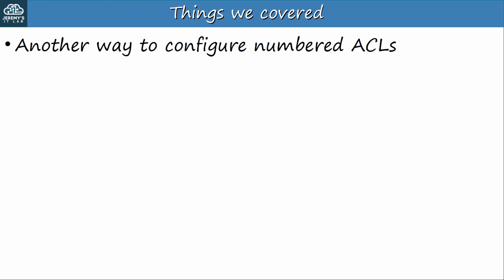Before moving on to the quiz, let's review what we covered in today's video. First, I showed you another way to configure numbered ACLs. Basically, you can configure numbered ACLs in named ACL config mode. What is the big advantage of that? It's editing ACLs. Named ACL config mode lets you delete individual ACL entries and specify the sequence number of new entries to insert them in the middle of an ACL.